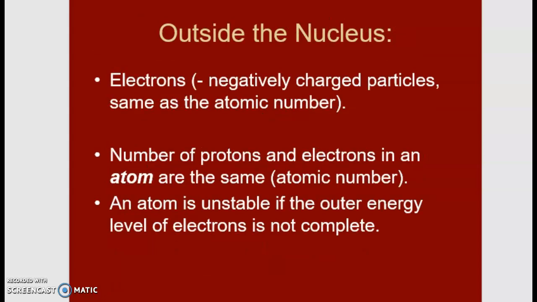And outside the nucleus of the atom, of course, you have electrons, which are negatively charged, which are also the same as the atomic number. So if the atomic number is 5, you have 5 protons, you have 5 electrons. The number of protons and electrons in an atom are the same. Again, that's represented by the atomic number on the periodic table. And an atom becomes unstable if the outer energy level of electrons is not complete.